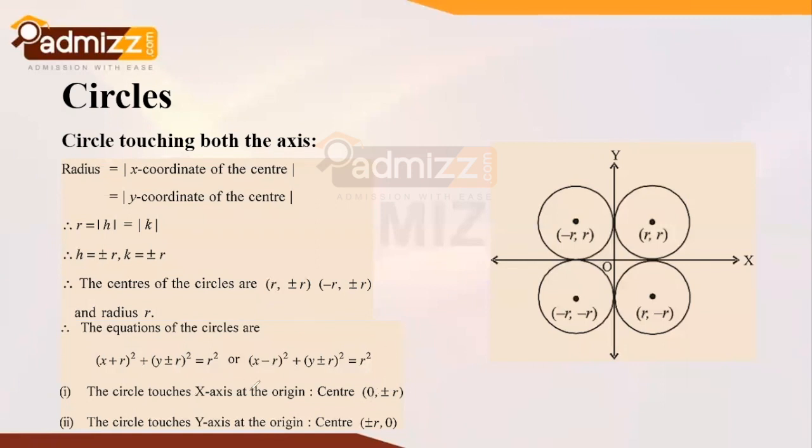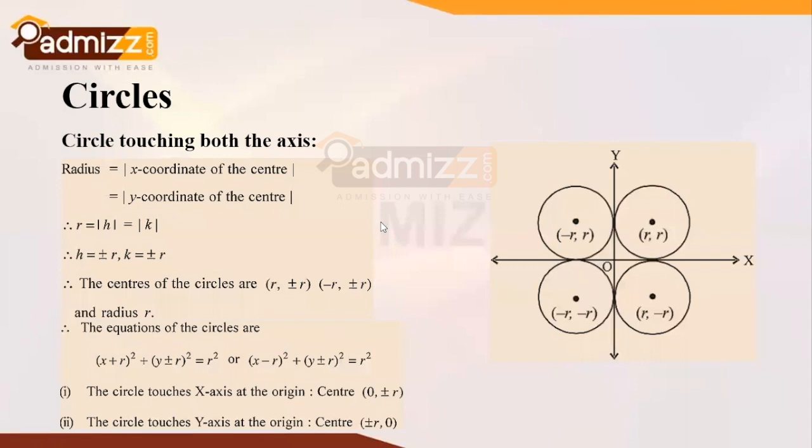Now if the circle touches the x axis at the origin, then the x coordinate of the center point is 0. We are having only the y coordinate in that sense, so it is 0 comma plus or minus r. And if it touches the y axis at the origin, then the y coordinate of the center is 0, and the x coordinate turns out to be plus or minus r.